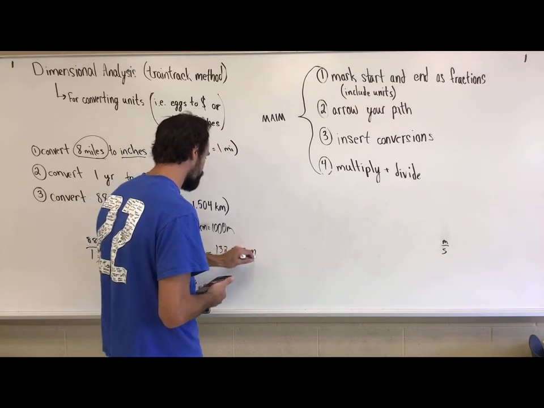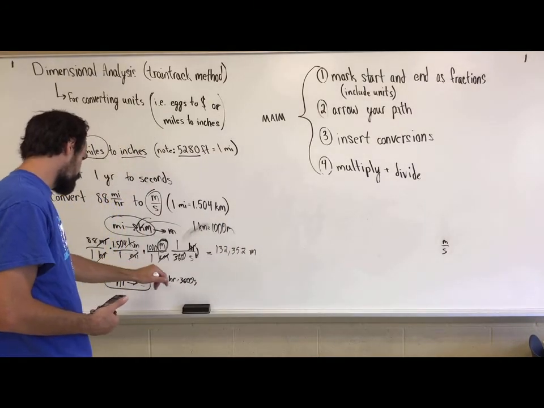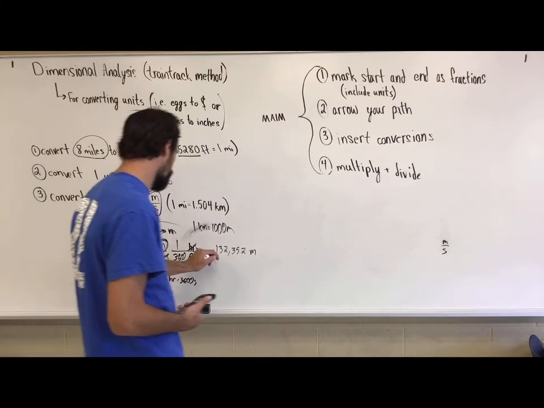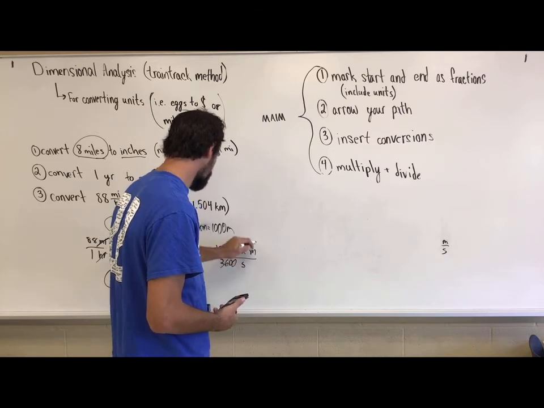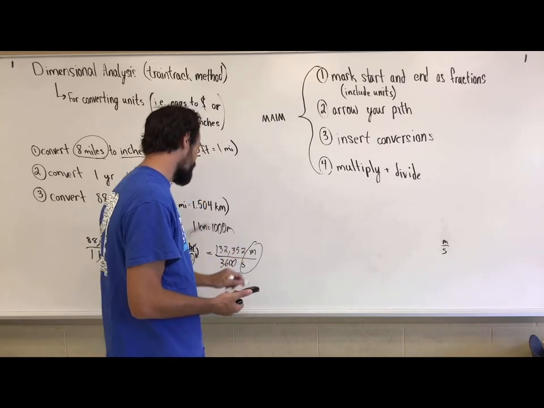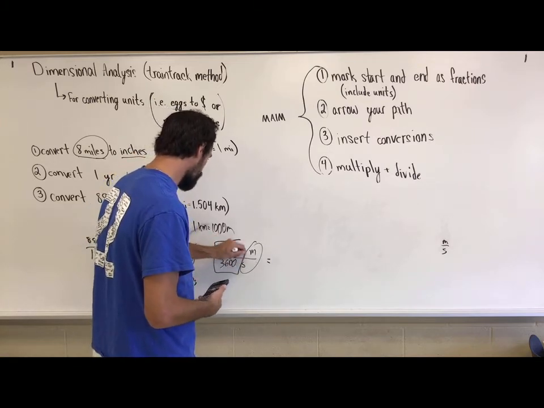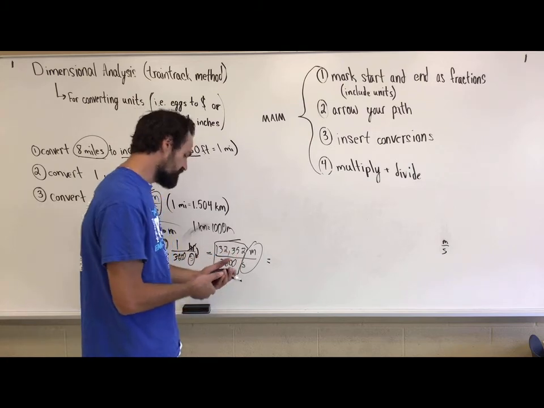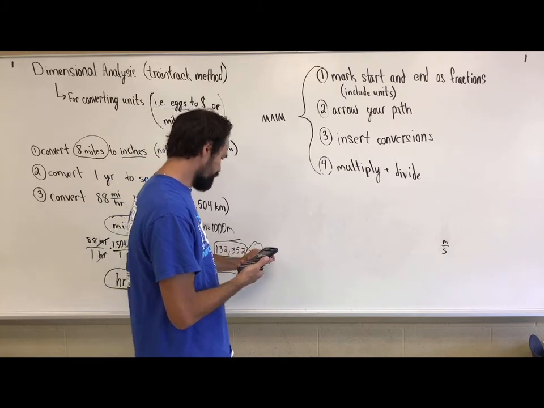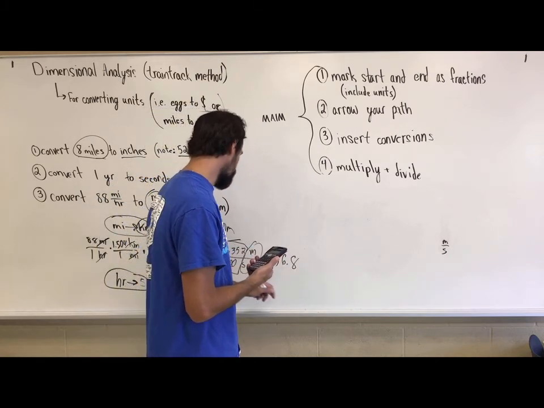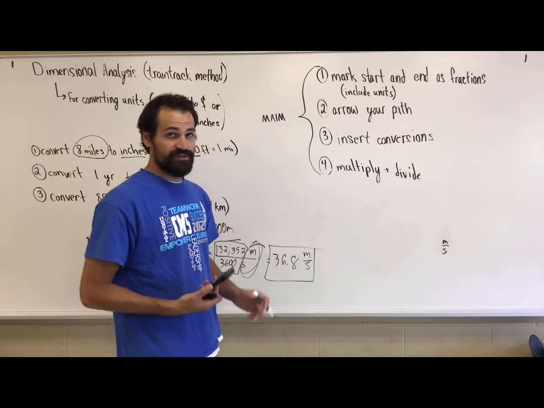Oh, meters. We never canceled meters out, which is what we want. And then in the denominator, we have 1 times 1 times 1 times 3,600 seconds. So, 3,600 seconds. We're left with meters per second. That's a great success. And now let's divide our numbers. 132,352 divided by 3,600 equals 36.8 meters per second. And that's it.